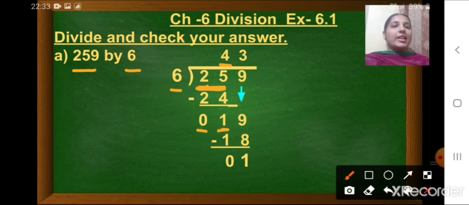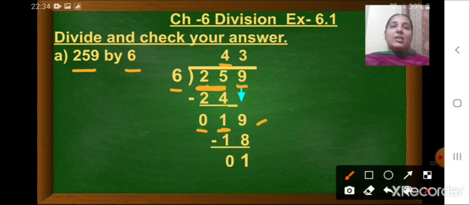Now again this 1 is smaller. So what will we do? We will bring the next number down from the dividend. So what is the next digit in the dividend? That is 9. So we will bring it down. So now the number becomes 19. So now again we will see how many times 6 will give us equal to 19 or less than 19.